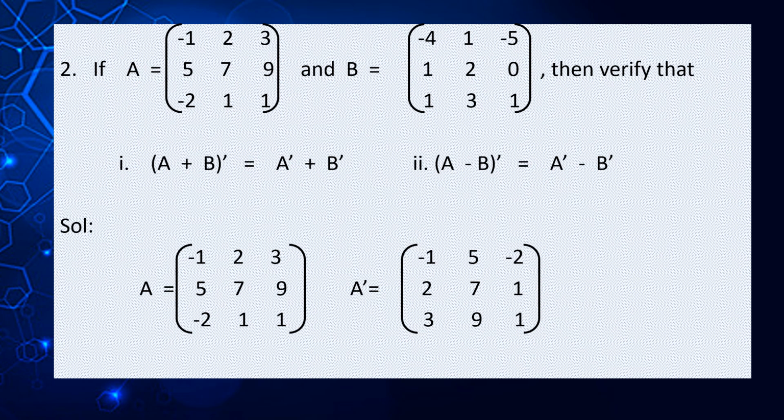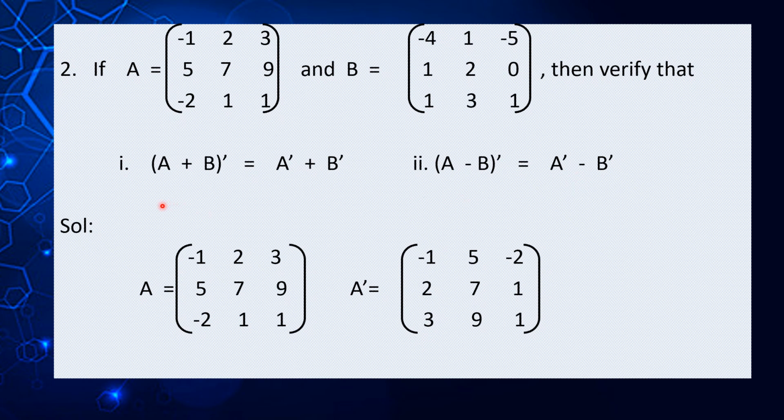Second question, if A is equal to minus 1, 2, 3, 5, 7, 9, minus 2, 1, 1 and B is equal to minus 4, 1, minus 5, 1, 2, 0, 1, 3, 1, then verify that the first part would be A plus B the whole transpose is equal to A transpose plus B transpose, and the second part is A minus B the whole transpose is equal to A transpose minus B transpose.